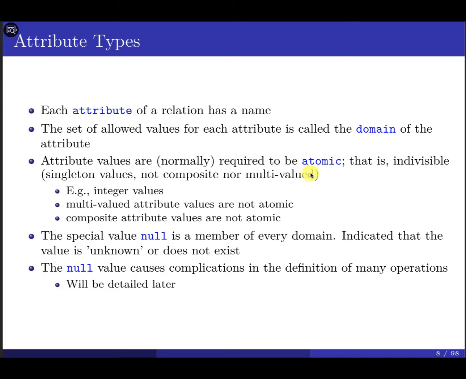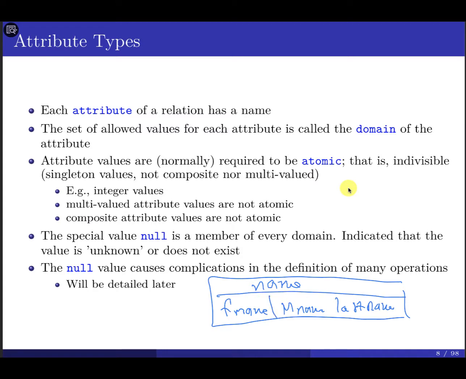So we said that attributes must be atomic. What does that mean here? This means we cannot break it down. So we don't have this kind of attribute as part of a relation in the relational model. For example, you cannot say name, and name is going to be first name, middle name, and last name. We call this a composite. We don't have this relation. It's not allowed in the relational model.